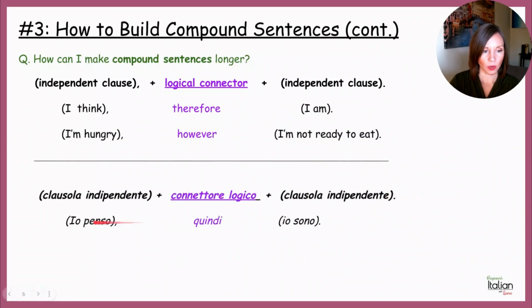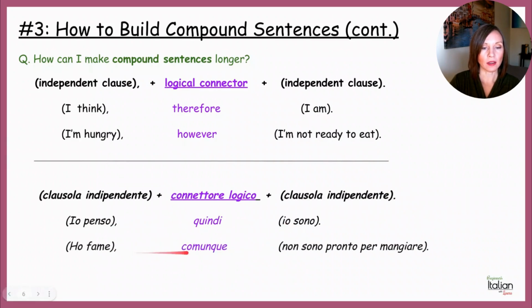So we have io penso, quindi io sono, and ho fame, comunque non sono pronto per mangiare. So we have our independent clause, and then joined with our logical connector. I hope this is making sense. It does get easier. The more you start to get familiar with it, and the more you practice using all these little elements to form sentences, it's just going to start to come really natural to you. It just takes some practice.